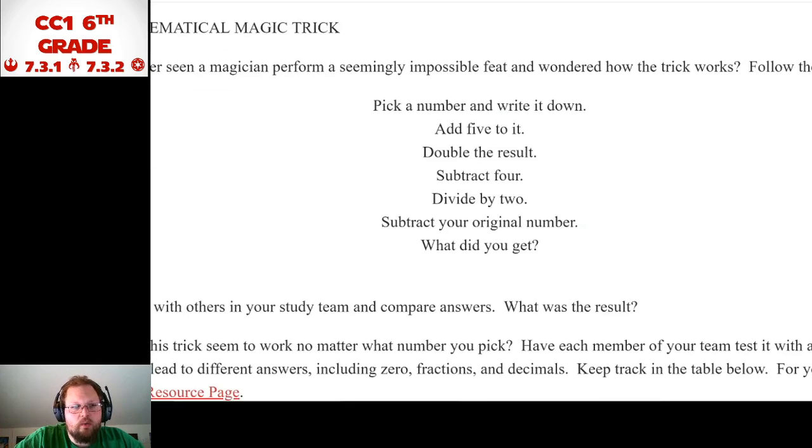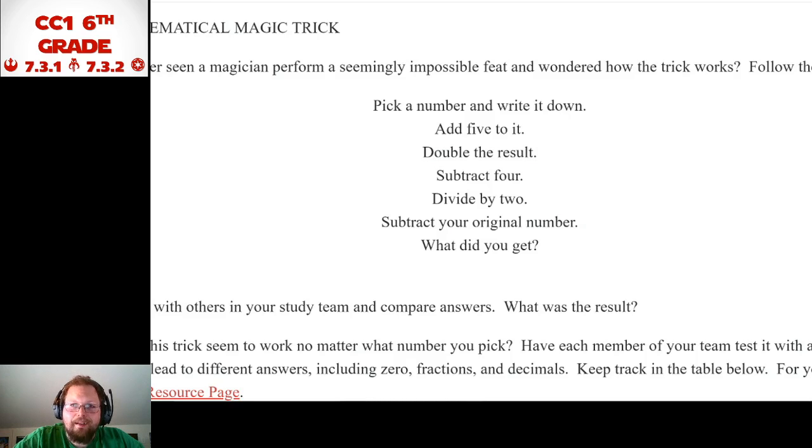I'm going to walk you through it if you just want to listen. So I'd like you to pick a number and write it down on your piece of paper. Add 5 to that number. Double the result that you got. In other words, multiply your answer by 2. Subtract 4 from whatever you have right now. Divide that answer by 2. Then subtract your original number. And you have 3.